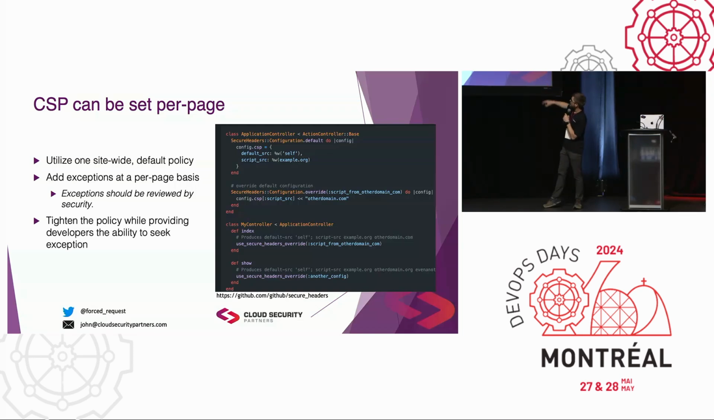So here's some Ruby code using the secure headers gem that allows us to configure a content security policy for our entire website. And then below, we can see ways where we are actually overriding the header and saying, hey, use this other version of the policy.